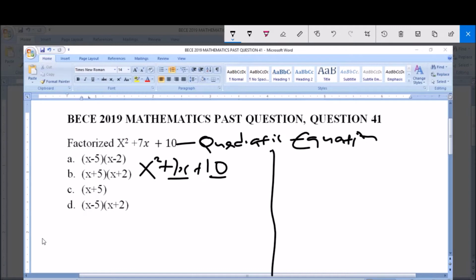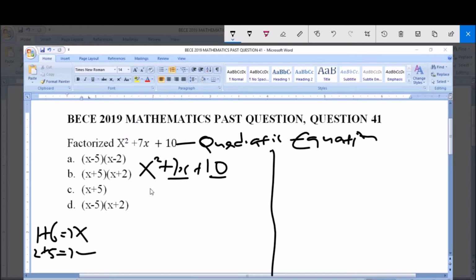Now let's start with 1. 1 plus 6 will give us 7, but 1 multiplied by 6 cannot give us 10, so it is wrong. Let's move to the next, which is 2. 2 plus 5 will give us 7. Now 2 multiplied by 5 will give us 10, so we pick 2 and 5.